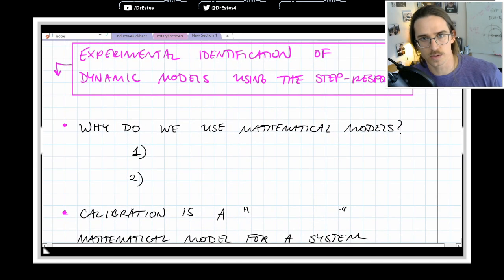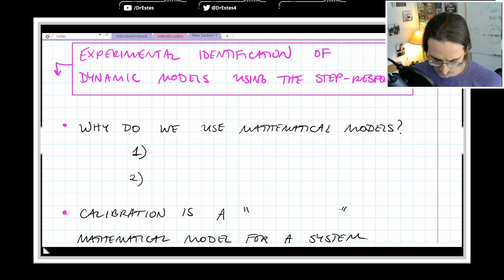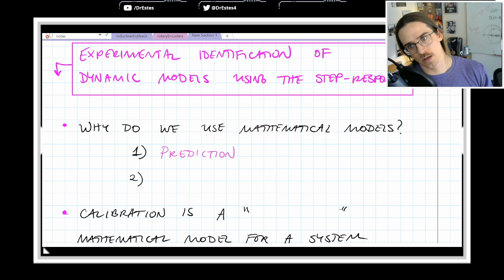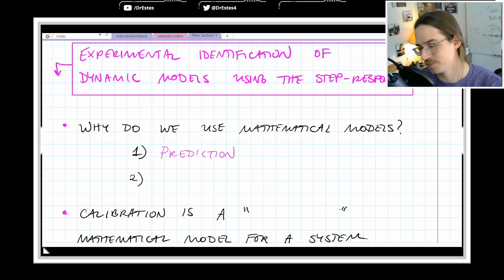Okay, so why do we use mathematical models in the first place? Here's two reasons, in my opinion. The first being prediction. If you can model something, model a process with math, you can predict the future, right? I mean, that's what weather is about.